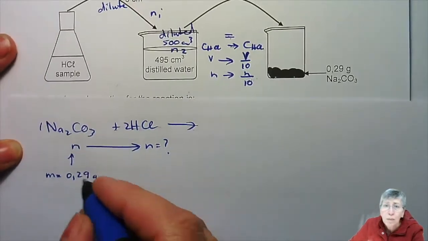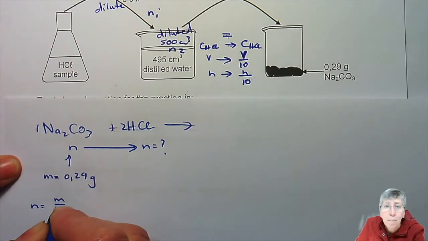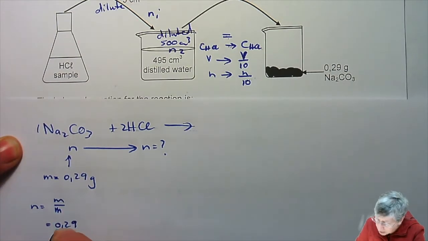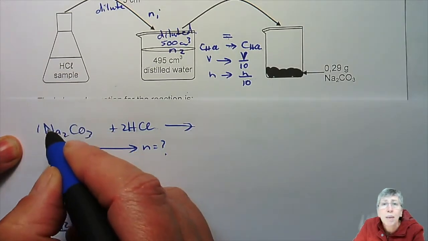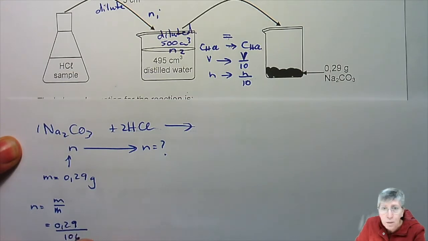So let's start with that one. So n equals mass divided by molar mass, and that will be my 0.29 divided by, I'm working with sodium carbonate, 2 times 23 plus 12 plus 3 times 16, I end up with 106.